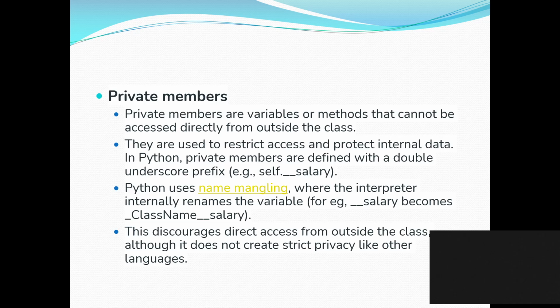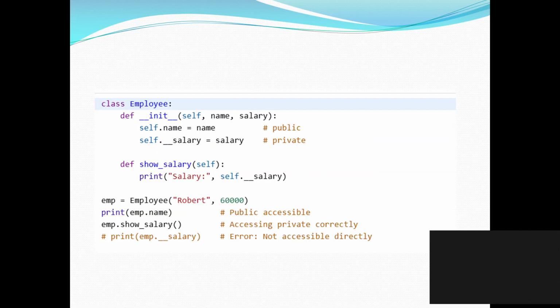Example, double underscore salary becomes _ClassName__salary. So this discourages direct access from outside the class, although it does not create strict privacy like other languages. So let's see how to access private members. Here is a well-known example given here, and we'll also be trying this program on our own, okay?